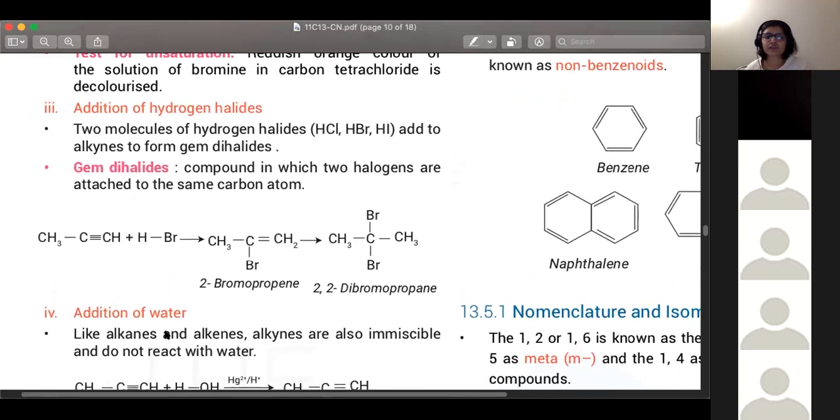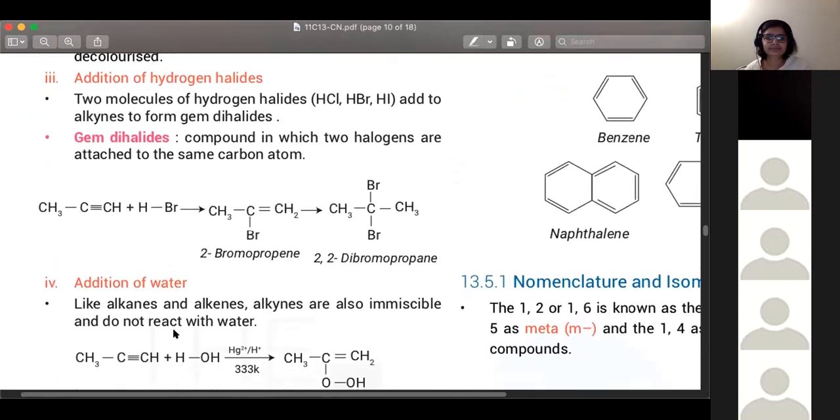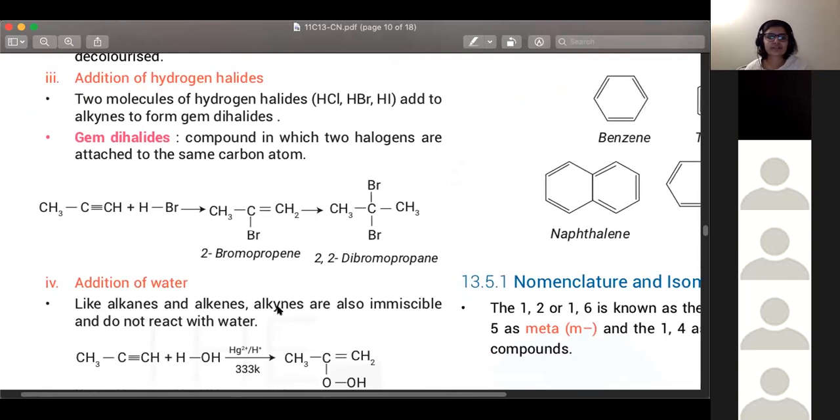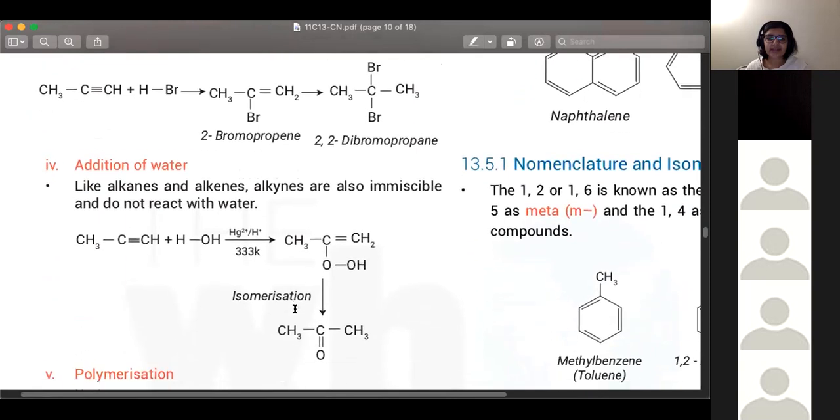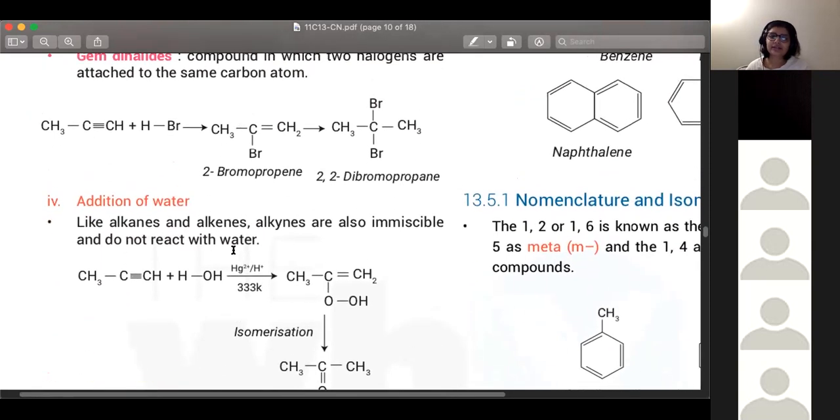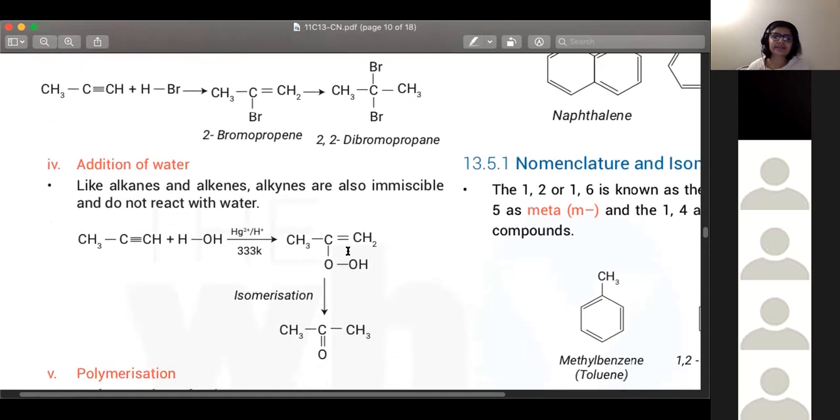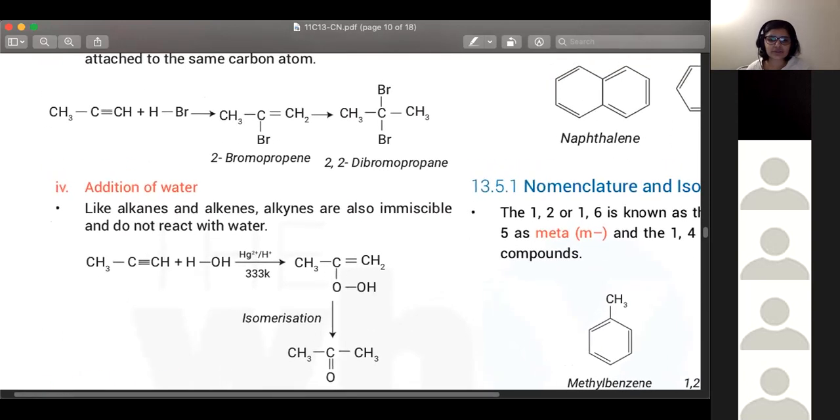Then addition of water. Alkynes are immiscible. They don't react with water, but under certain conditions, if it's done in the presence of mercury ions in acidified conditions, then you have the OH getting added. Okay, this structure is wrong. You get enols which tautomerize to form ketones.